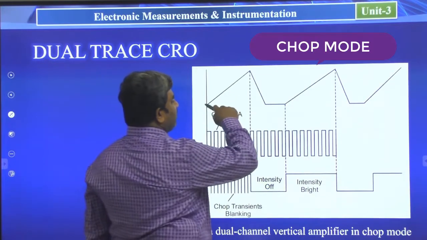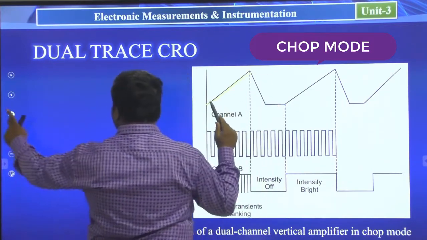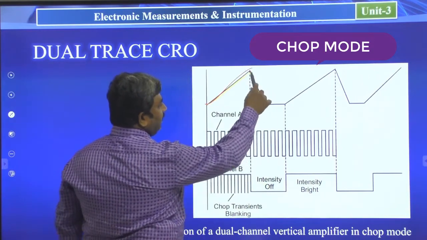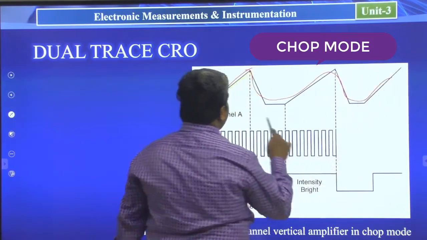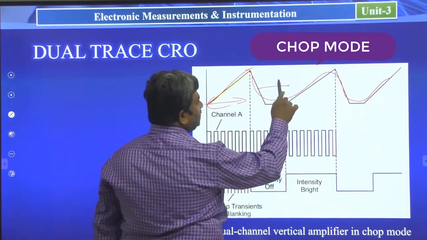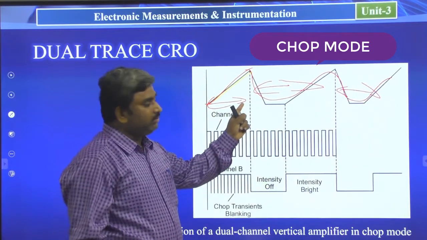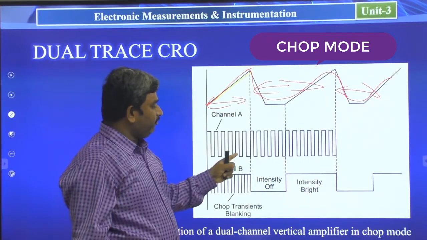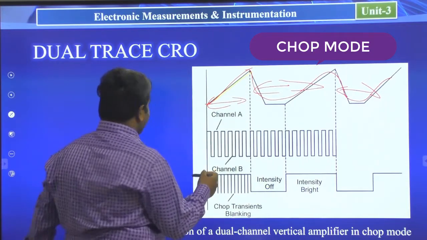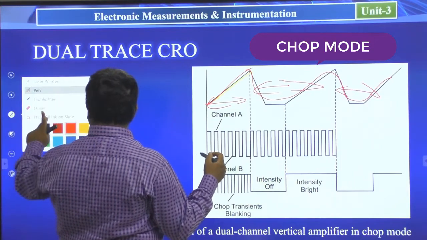So this is the sweep signal. This is the first time period, this is the second time period, this is the third time period. But the sweep period is independent of the channel A and channel B information. So see here.